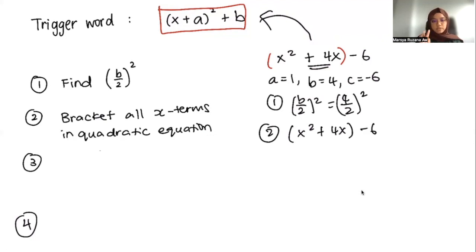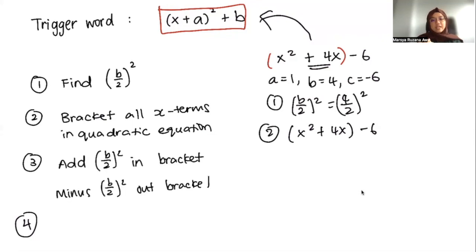That's step number 2. Step number 3 is to add (b/2)² in the bracket and minus (b/2)² outside the bracket. So let's take a look at how we're going to do that. The first step is to add what we found over here, (4/2)², in the bracket. So let's just rewrite everything: x² + 4x, leave a bit of space, and we add our b over 2 term inside. This is plus (4/2)².